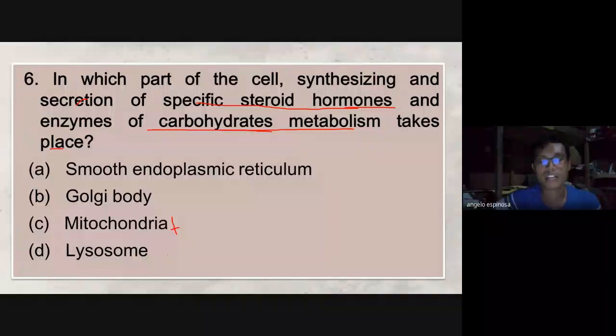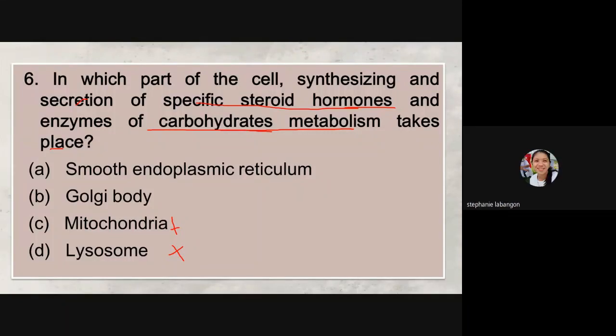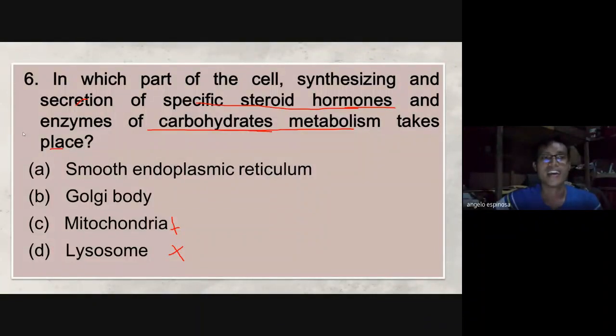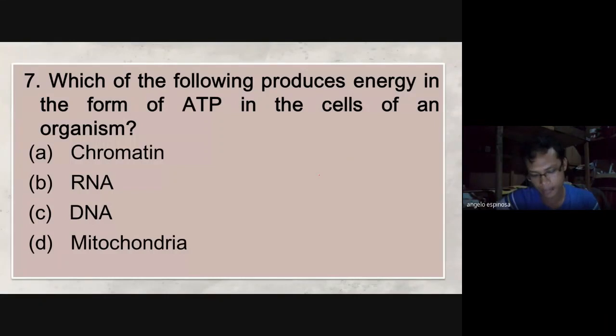Lysosome is the breakdown of waste and then recycling it. So it's not about hormones and carbohydrate metabolism. It's wrong. So you have now A and B, right? Smooth endoplasmic reticulum and Golgi body. What do you think is the correct answer? SER. Smooth endoplasmic reticulum. Yeah, correct. Because the work of smooth endoplasmic reticulum is for carbohydrate metabolism and also for lipids or fats.